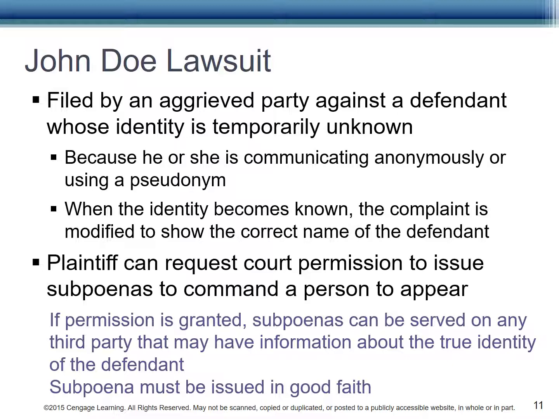The person bringing forward a suit can ask the court to issue a subpoena and require a person to appear, so then they can determine who it is. If the permission is given, then any third party that may have information about the identity of the defendant may be required to share that information with you. You must issue the subpoena in good faith and not just do it as a fishing expedition.